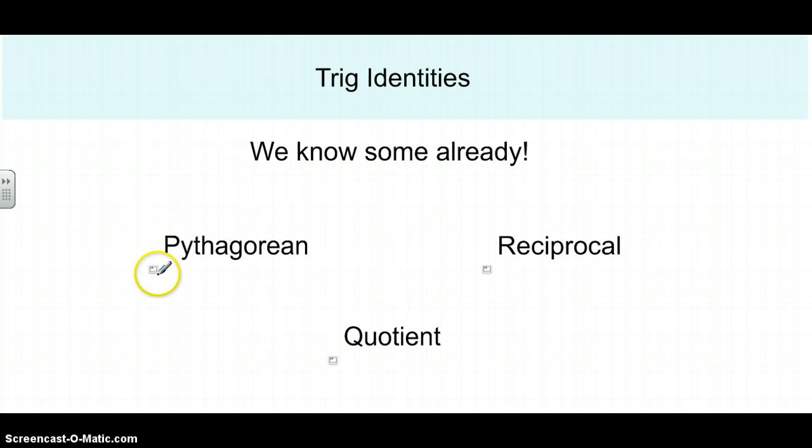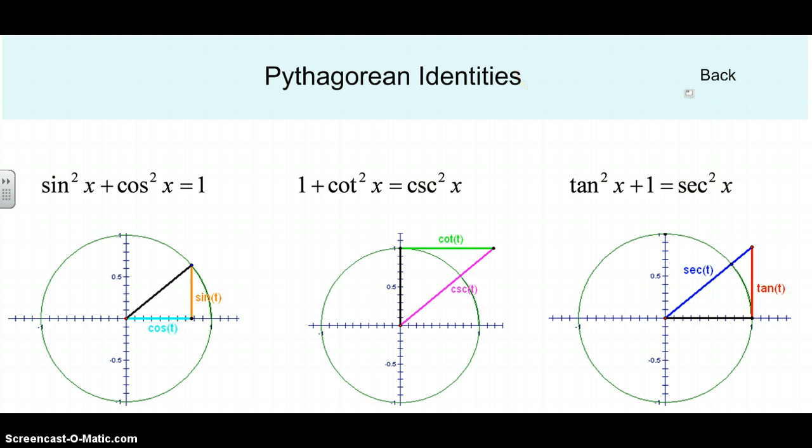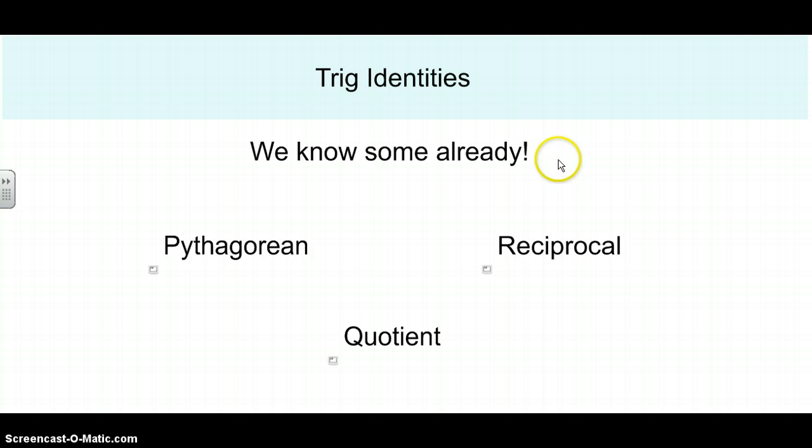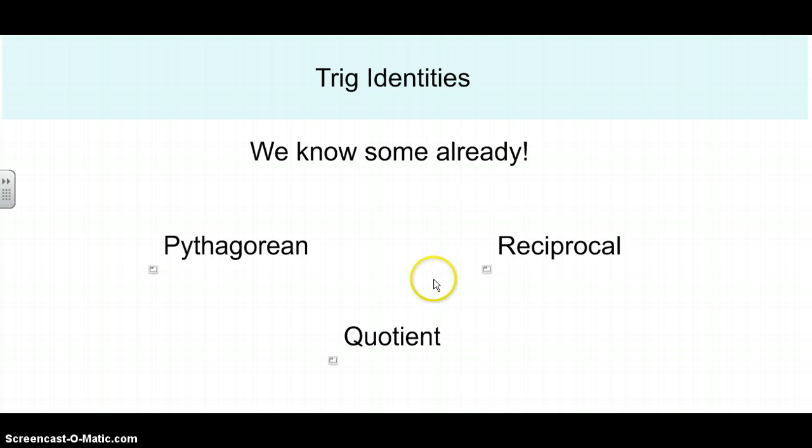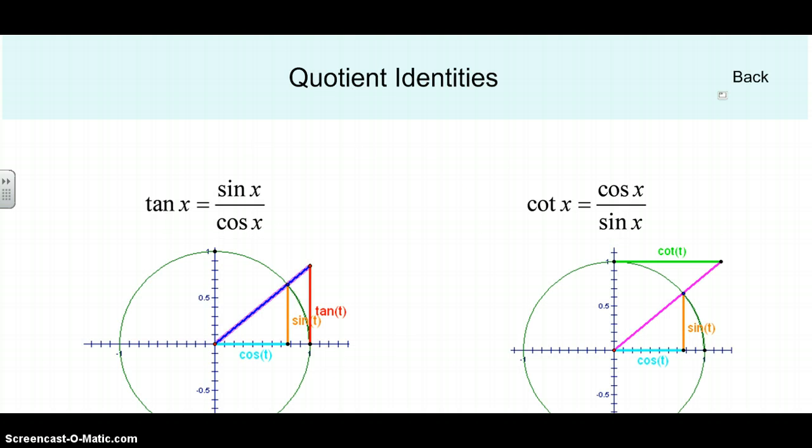The first set are the Pythagorean identities, and we found these when we were examining the unit circle. Here they are. Please pause and write them down. The next set are the reciprocal identities. Here they are. Please pause and write them down. And then finally, we have the quotient identities. Again, please pause and write this down.